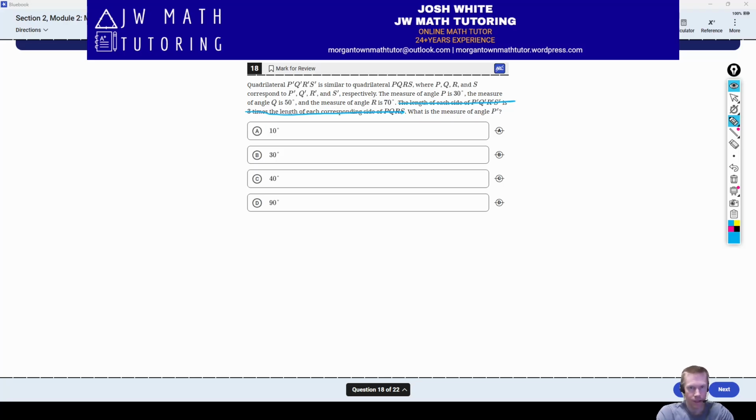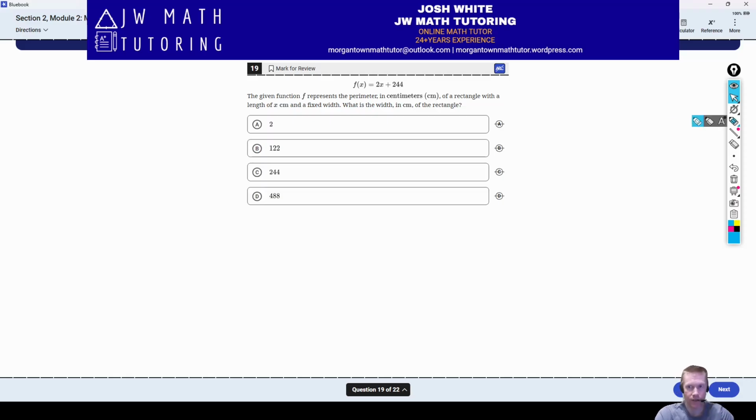So these two figures are similar, and the angles are given such that the corresponding ones are in the same order, meaning P corresponds to P prime, and Q corresponds to Q prime, and R to R prime, and so forth. So the measure of angle P is equal to the measure of angle P prime. What's the measure of angle P? Right here they tell us it's 30 degrees. What's the measure of P prime? It's 30 degrees. Correct answer to this one is B, and that's it.